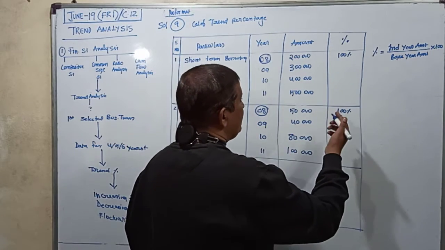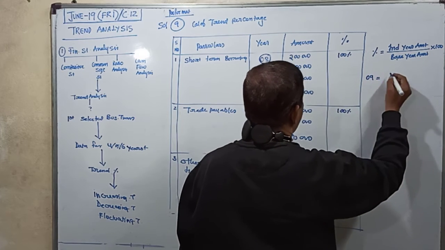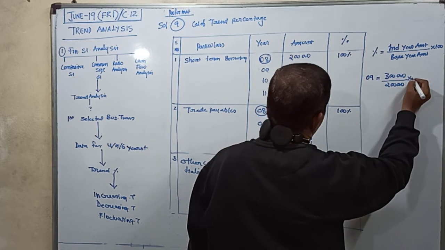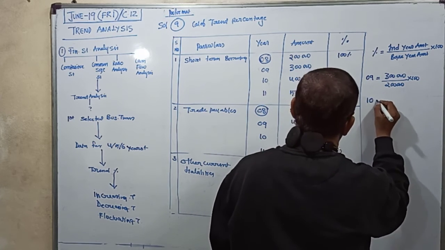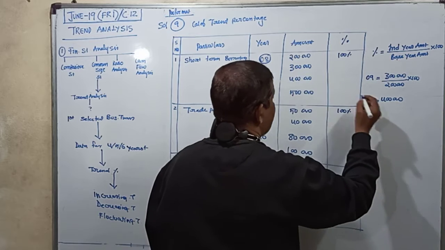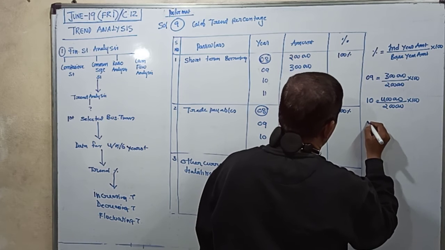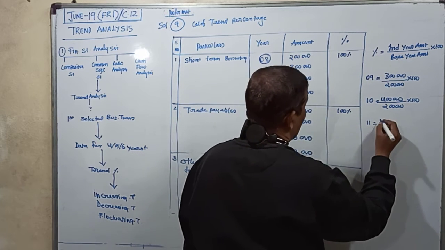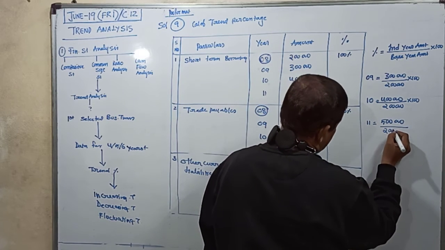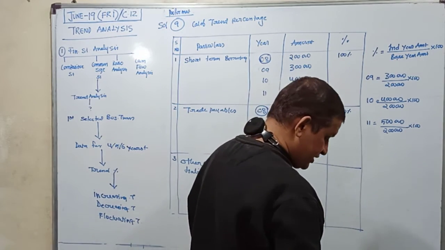Now let us calculate the rest of the percentages. Now we take 2009. How do you get the percentage? Individual year amount 3 lakhs divided by base year amount 2 lakhs into 100. Now come to 2010. Individual year amount, how much is it? 4 lakhs divided by base year amount, 2 lakhs into 100. Now come to 2011. Individual year amount, that is 5 lakhs divided by base year amount, that is 2 lakhs into 100. So this is how we calculate the trend percentages.